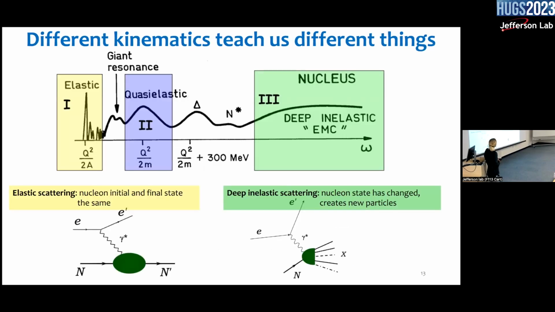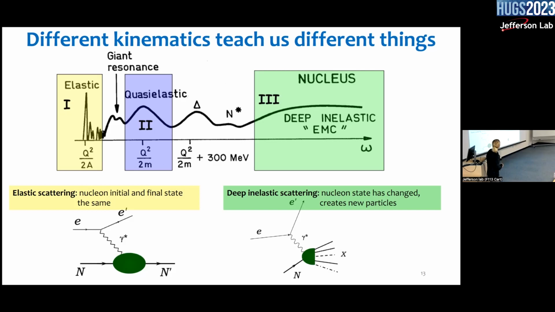Okay, so different kinematics can teach us different things, right? At the opposite ends of the spectrum, like I said, you have elastic scattering, where the nucleon initial and final state are still intact. You can scatter an electron, a virtual photon, off the nucleon. Say this is a proton that you knocked out, so now you're just going to measure the proton and learn things about it.